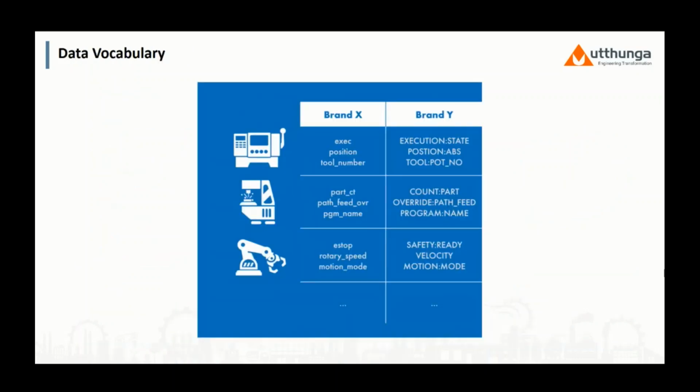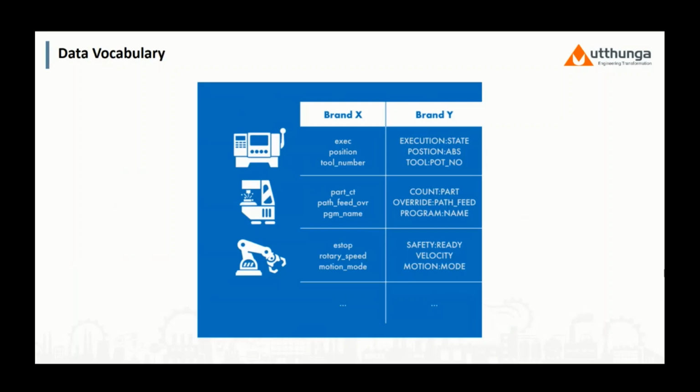Now, the other important aspect is data vocabulary. If you look at this picture, you have three different machines from two different companies, and each of them is supposed to give something about execution state, position, and what tool number is being used. And since there is no standard, everyone can talk about the same thing in different verbiage. So that is what you are seeing here: in brand X, the execution state is mentioned as EXEC, but brand Y says it is execution colon state, position colon ABS. So this also plays a very, very important role.